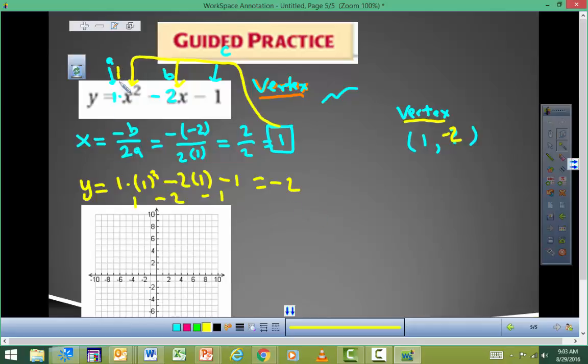You see, that's a positive number, right? That's positive, so this thing's going to open up again. Okay, so I'm using that little fact now. So when I'm at positive 1, I'm at negative 2. There's my vertex right here.